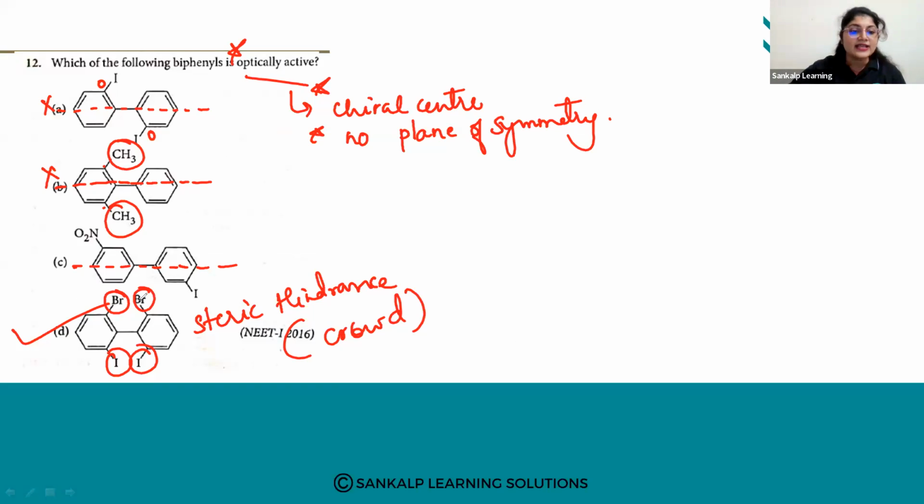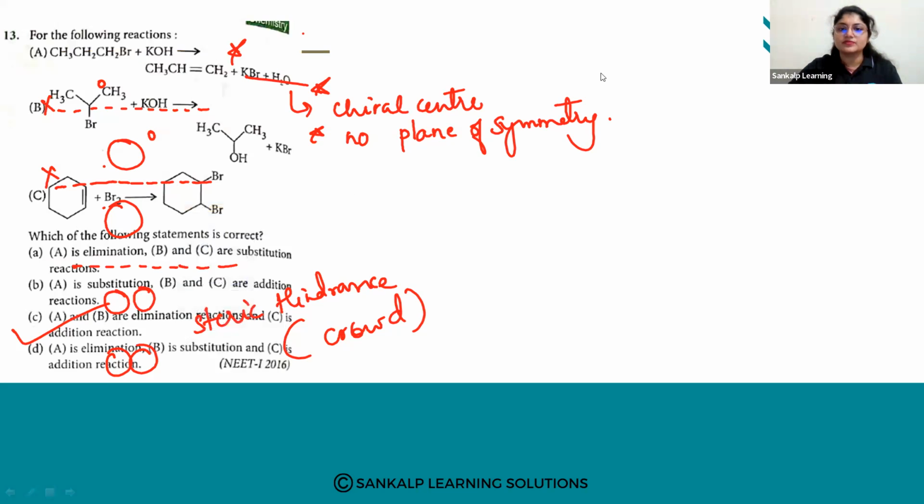So here the four atoms are ortho substituted. As they are ortho substituted to each other, there is steric hindrance. Steric hindrance means there is crowd, right? There is crowd towards each other, so they are perpendicular to each other. So option D is the right answer. So we'll go for the next one.